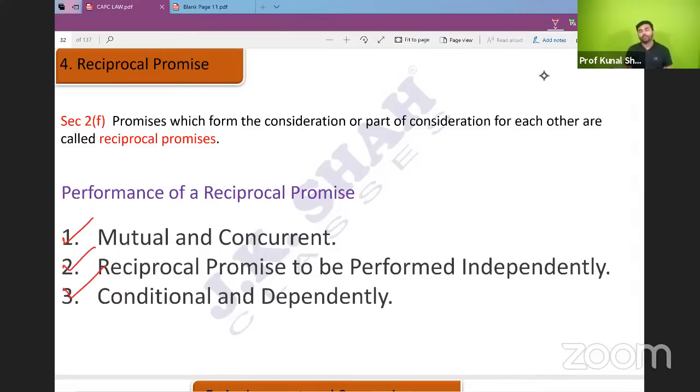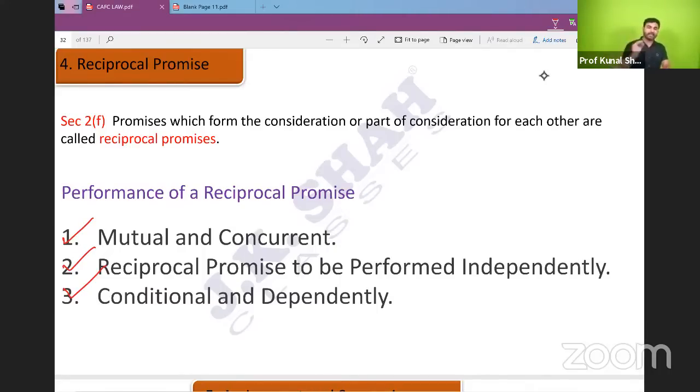So, reciprocal promise can be performed mutually and concurrently. Number two, reciprocal promise can also be performed independently, wherein the promisor will perform his part, promisee will perform his part. The performance of promisor is not dependent upon the performance of promisee. In a similar way, the performance of the promisee is not dependent upon the performance of the promisor. Both the parties are performing but independently.